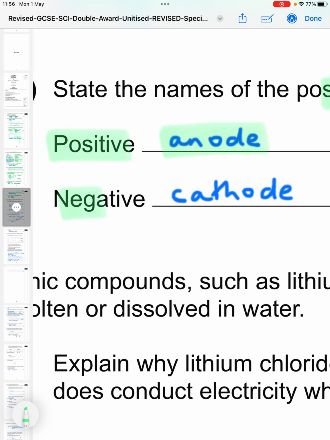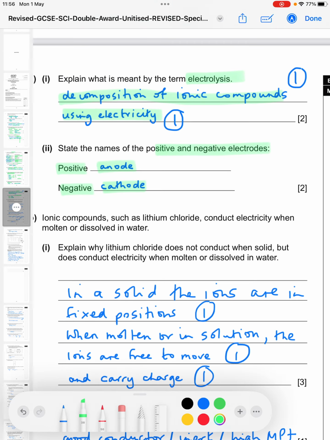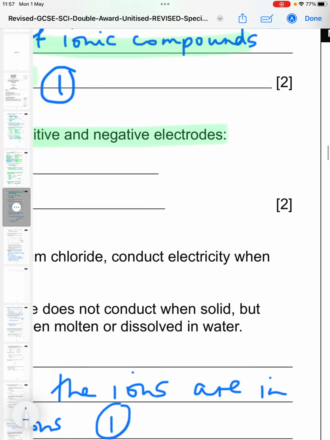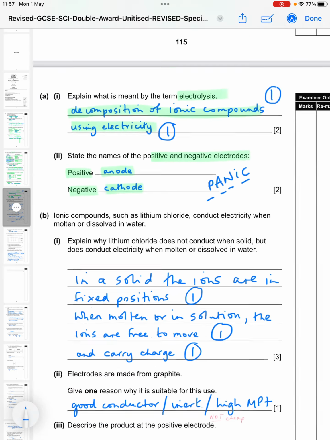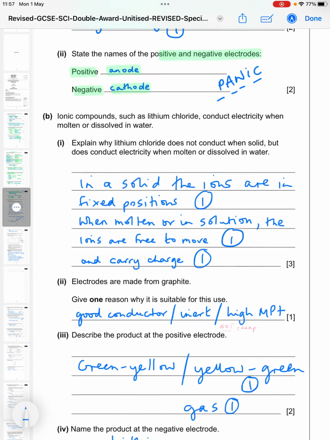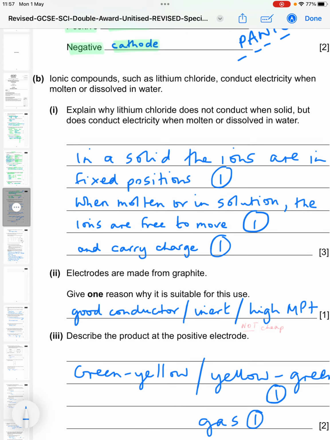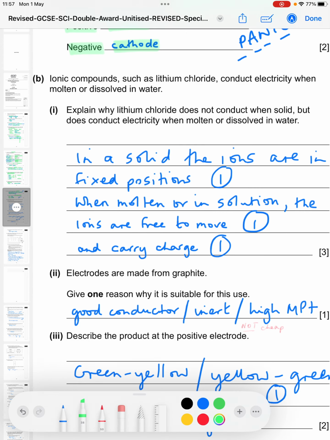Now, state the names of the positive and negative electrodes. So the positive electrode is the anode and the negative electrode is the cathode. And the little way that I get my students to remember that is PANIC. So positive anode, negative is cathode. When it comes to electrolysis, don't panic.